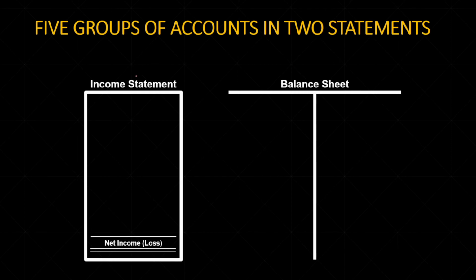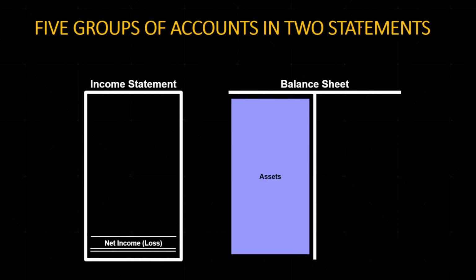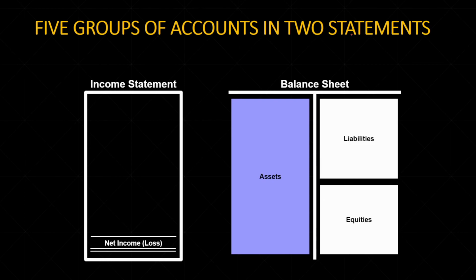Again, if you remember, we had 5 groups of accounts, right? Assets, liabilities, equities. These 3 will be reported on our balance sheet. Hey, take a look. Isn't it our accounting equation? Yes, it is. So the balance sheet basically is our accounting equation.